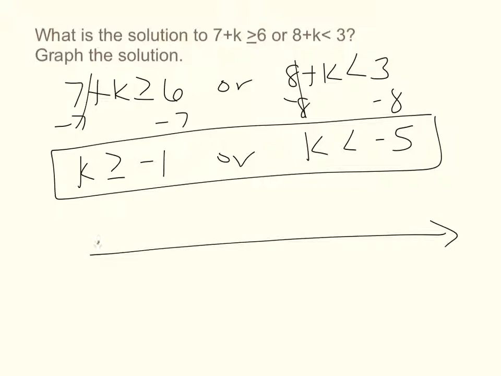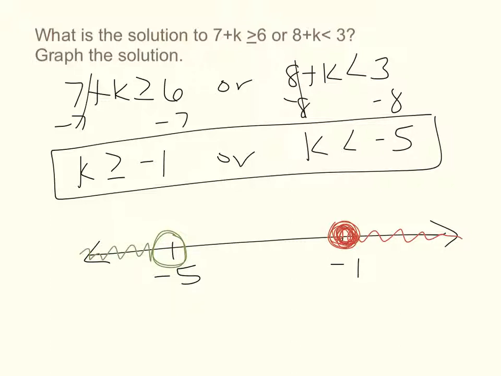So on my number line, we have -5, -1. k is greater than or equal to -1. So filled in circle for greater than or equal to, and greater than goes to the right. And k is less than -5. So open circle, less than goes to the left.